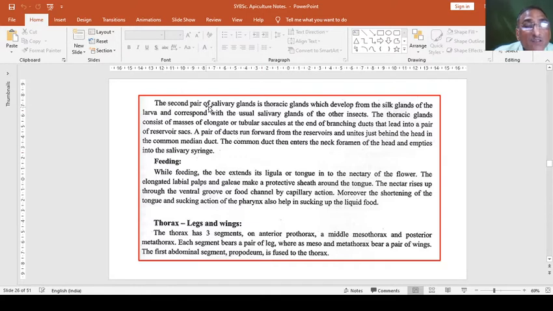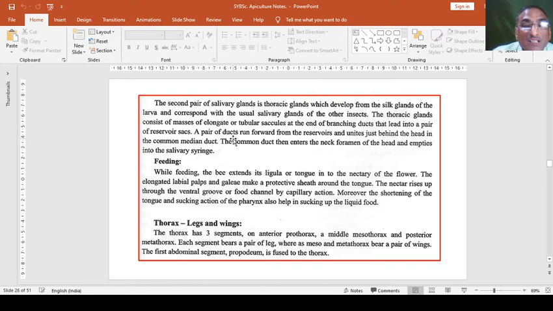So the second pair of salivary glands, which is in the thoracic region, develops from the silk glands of the larva and corresponds with the usual salivary glands of other insects. Actually, it is not such a gland, but it is like a salivary gland. And the thoracic glands consist of masses of elongate or tubular sacculi at the end of branching ducts that lead into a pair of reservoir sacs.